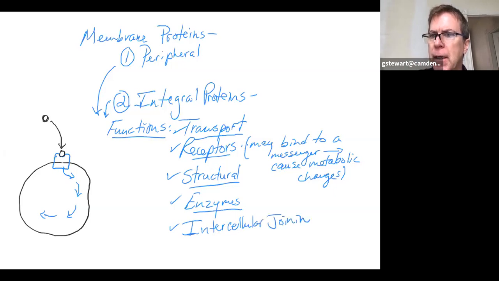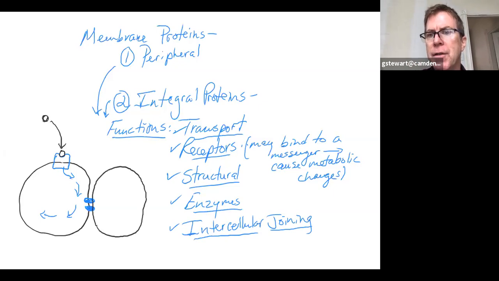Sometimes they're called linkage or linking proteins. That just means connections from one cell to another. So these surface proteins, I'm going to draw two of them right here on this cell. If they join two cells together like this, we call them linking or intercellular joining proteins.